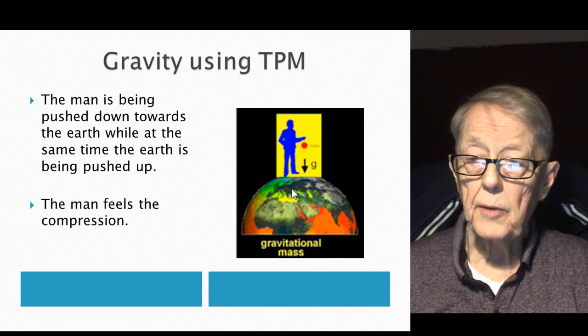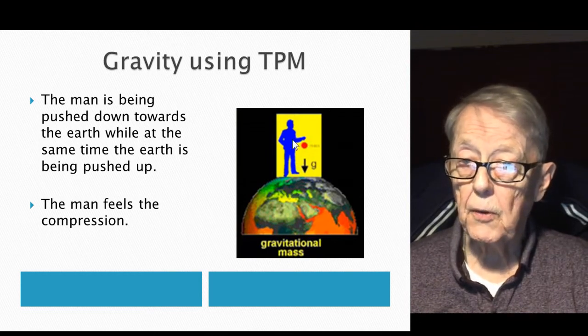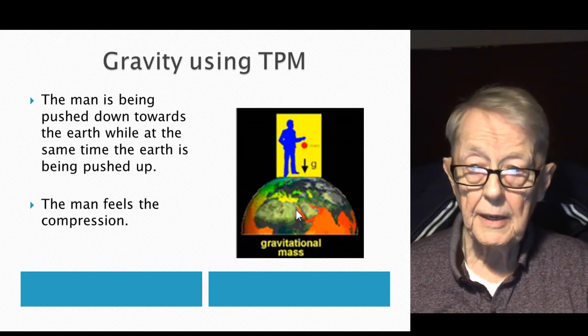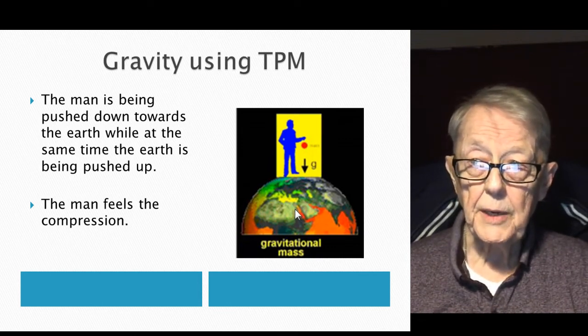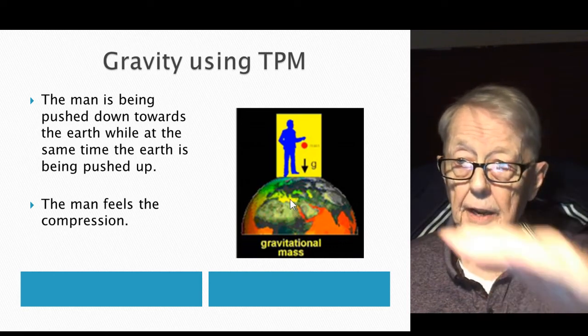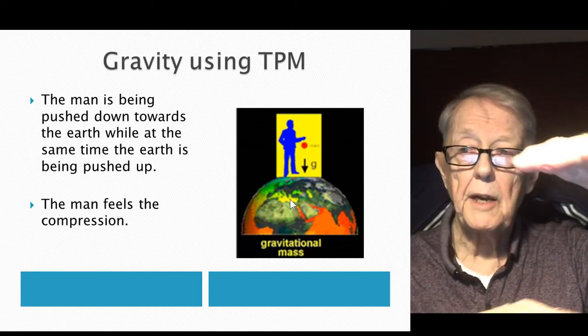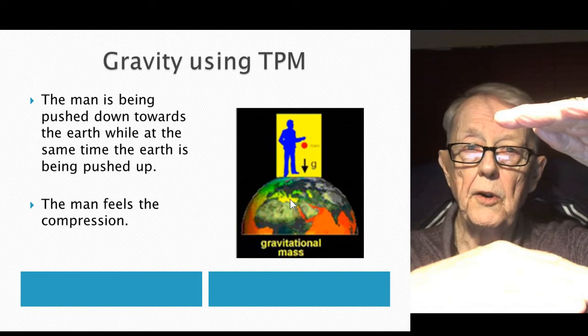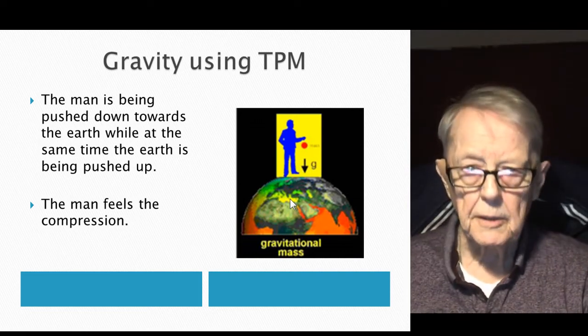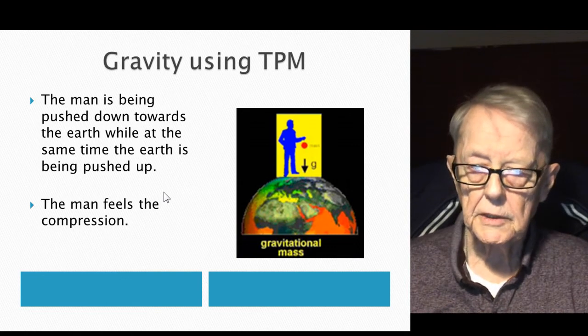So when I write equations for the force on the man and then write equations for the force on the Earth, I get that the forces are equal. They're equal and opposite. And if the force is equal and opposite on you, you're going to feel the compression. We feel the compression because there are opposing forces.